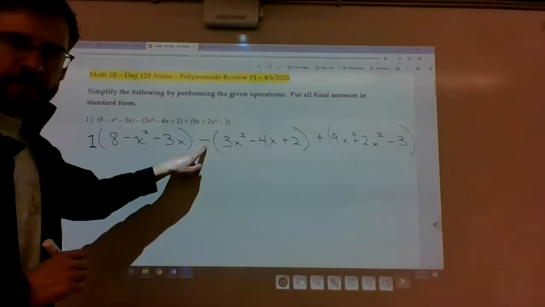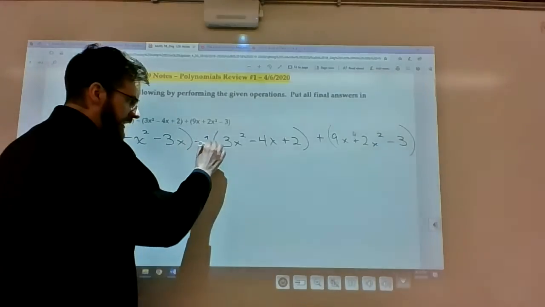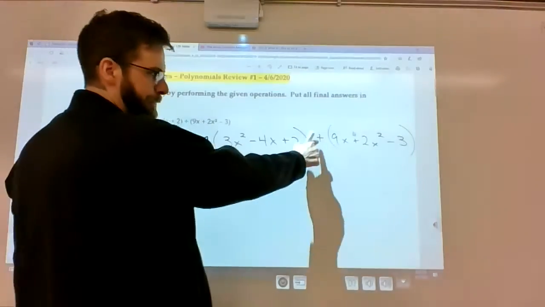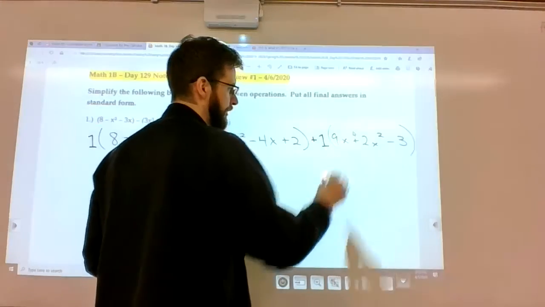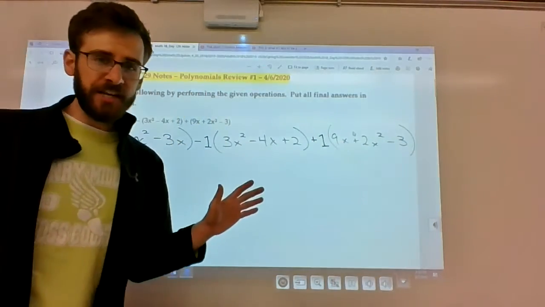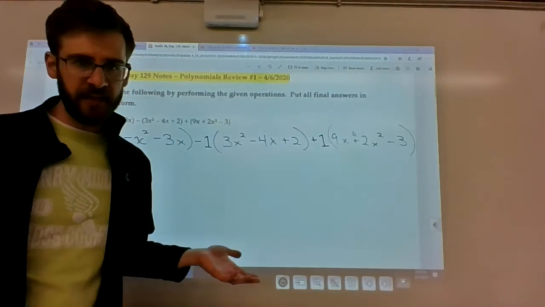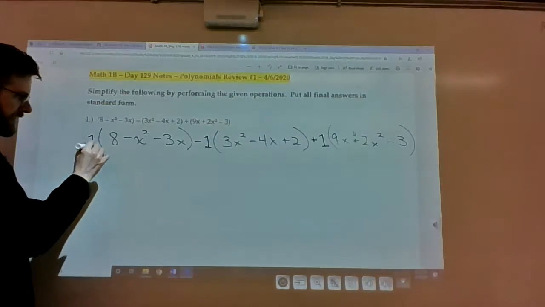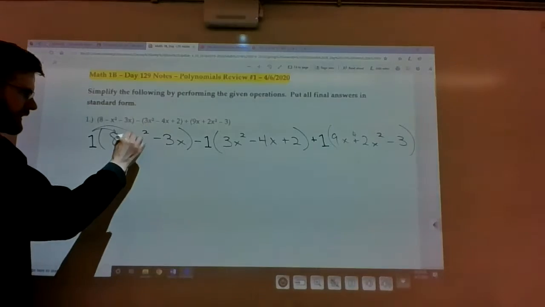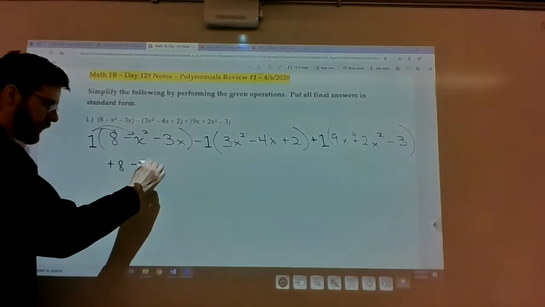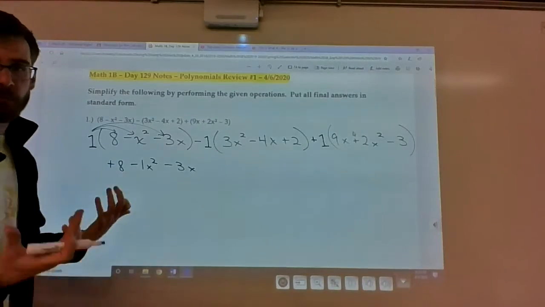Just like if you see a minus right in front of a group, it's like there's a negative 1 in front of it. And if you see a plus, it's like saying there's a positive 1 in front. When I take 1 times anything, it just gets rid of the parentheses and changes nothing inside. So with this first group, it's just going to be a positive 8 minus 1x squared minus 3x, because that's what happens when you multiply by 1.